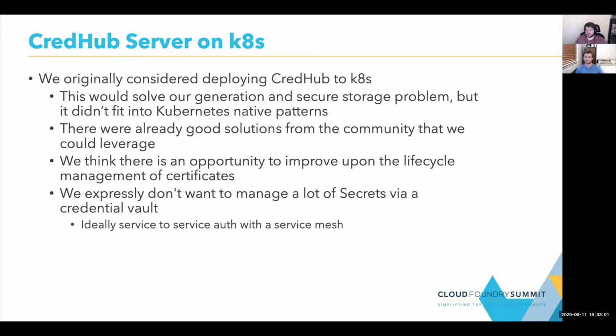But we didn't want to manage a lot of secrets via a credential vault. And what I mean by that is we see the future of Kubernetes secrets being more reliant on an underlying service mesh, and there will be very little, hopefully no secrets that we will have to even generate long term. Everything will be done through identity-based authentication, and certificates will be issued by the service mesh. So we think that ideally the world will move away from something like a credential vault.